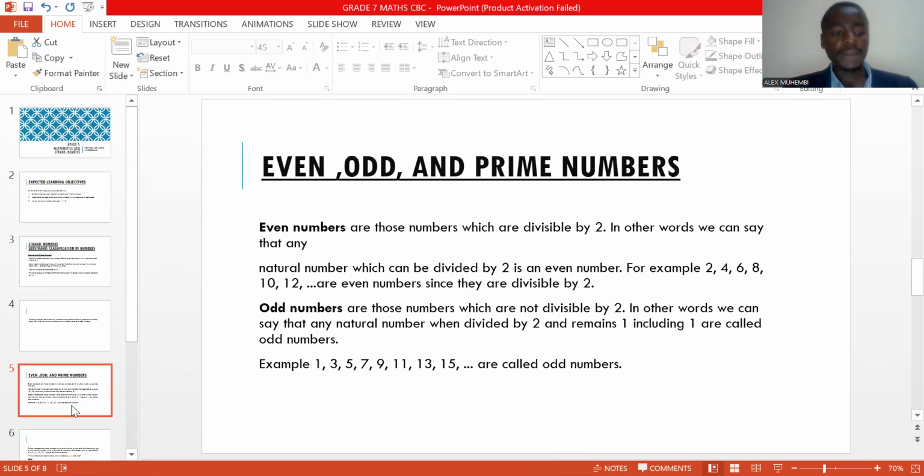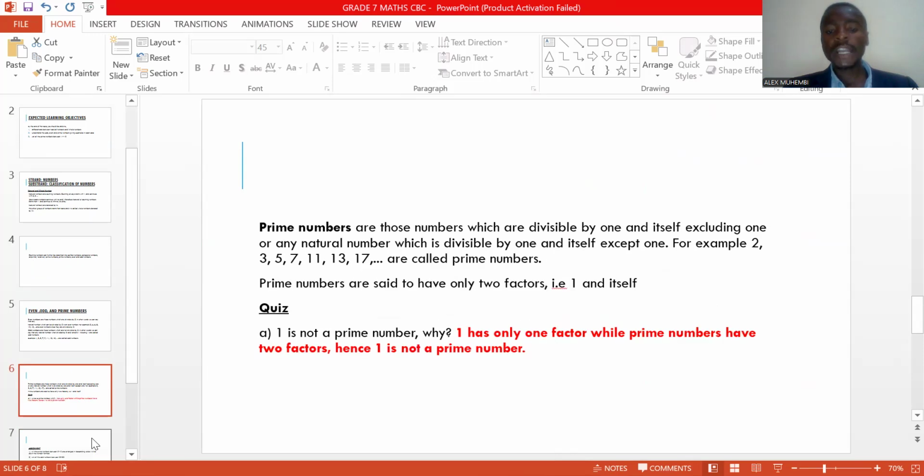Call them odd numbers. Now, we can now look at the prime numbers, and I want you to pay attention to the prime numbers because this is an area which normally confuses most students. So we can define or look at the definition of prime numbers. So when we talk about the prime numbers, these are those numbers which are divisible by 1 and itself, excluding 1, or any natural number which is divisible by 1 and itself, except 1, we call it what?